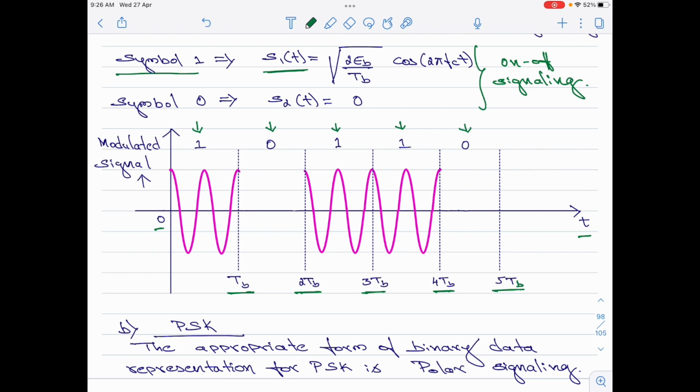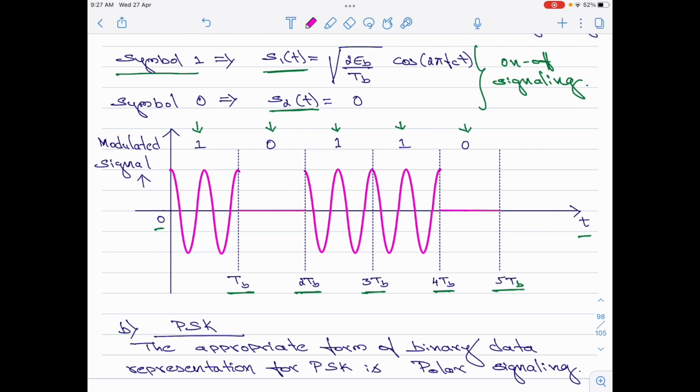So, whenever bit 1 appears, you transmit the carrier signal with a finite amplitude, and whenever 0 appears across the input, as per the equation for S2 of t, we transmit nothing. In simple words, whenever a bit 0 appears across the input, the transmitter is completely turned off. That is why we call this signaling scheme as on-off signaling scheme. Right, that is the idea behind ASK.